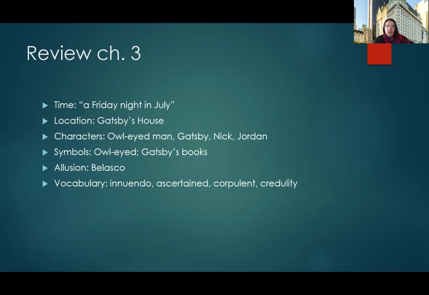As a quick review of chapter 3, the time was a Friday night in July. The location was Gatsby's house. Our main characters were the owl-eyed man, Gatsby, Nick, and Jordan. For symbols, we had the idea of the owl-eyed and the connection to wisdom and perception, and that was also associated with Gatsby's books, the fact that they were real. Our literary allusion was, well, it was a historical allusion, to Belasco, the theater director and stage designer who created the hyper-realistic sets. And for vocabulary, we had innuendo, ascertained, corpulent, and credulity.